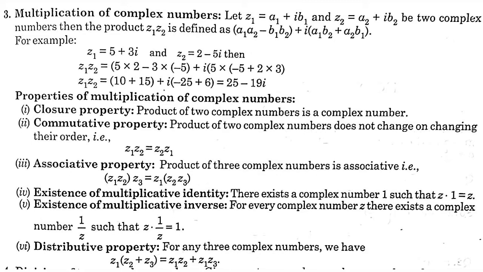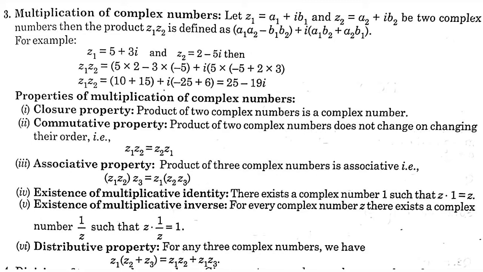For example, one complex number is 5 plus 3i, second complex number is 2 minus 5i. So the product, means multiplication of these complex numbers z1 into z2: 5 into 2 minus 3 into minus 5 plus i in the bracket 5 into minus 5 plus 2 into 3. So by simplifying these things we are getting 25 minus 19i.